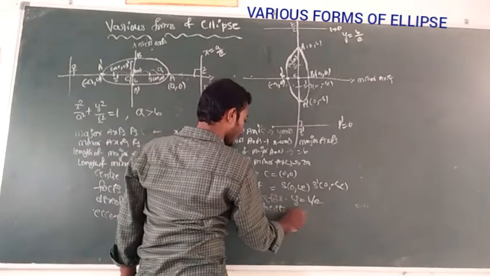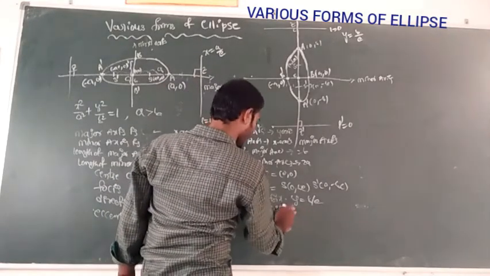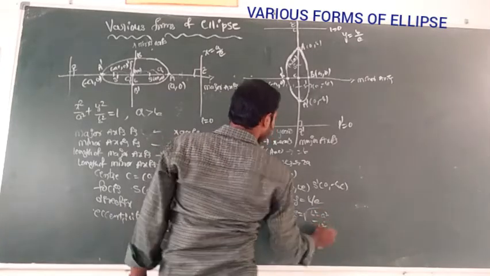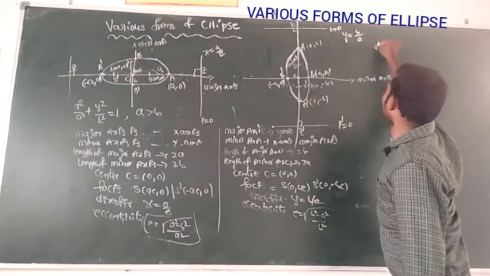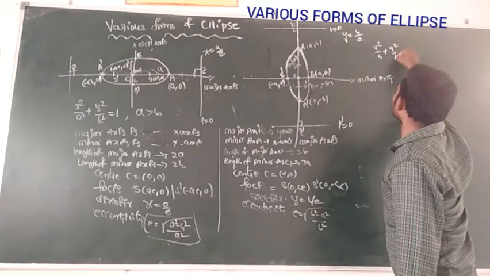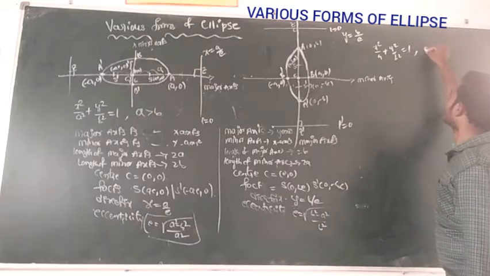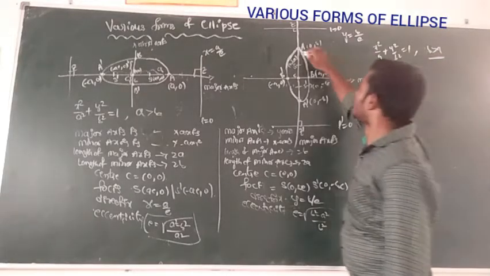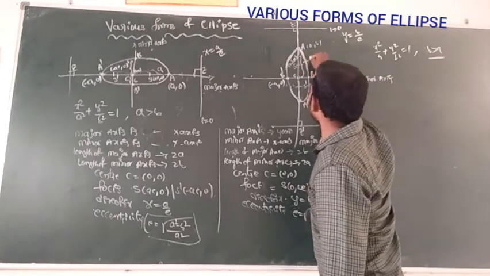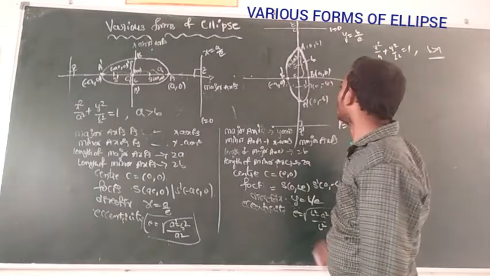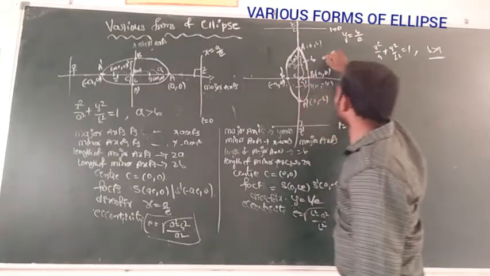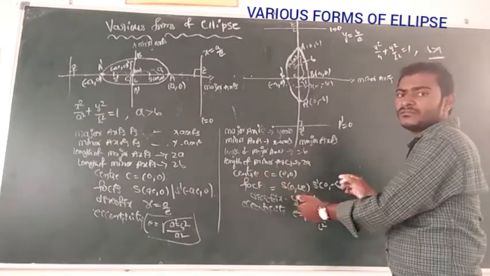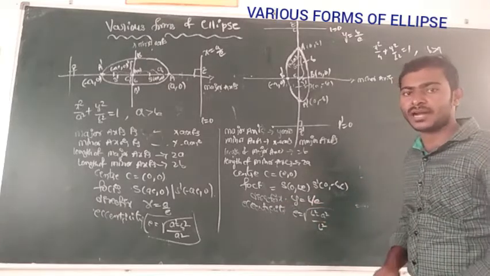Here eccentricity is e equal to square root of (b square minus a square) by b square, which is a standard form x square by a square plus y square by b square equal to 1, where always b is greater than a. Why? Because this length is considered as b, and this length is a. So here b is greater than a in this diagram. So just simple modifications we have from these two standard forms.